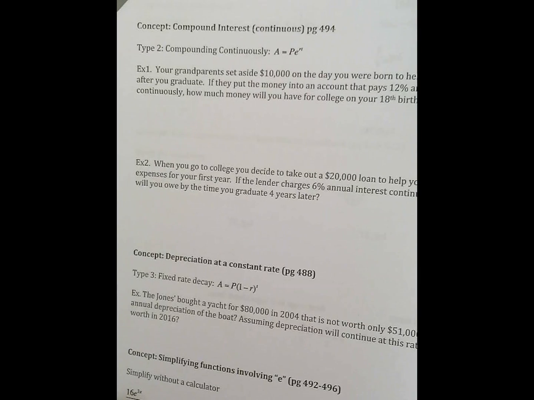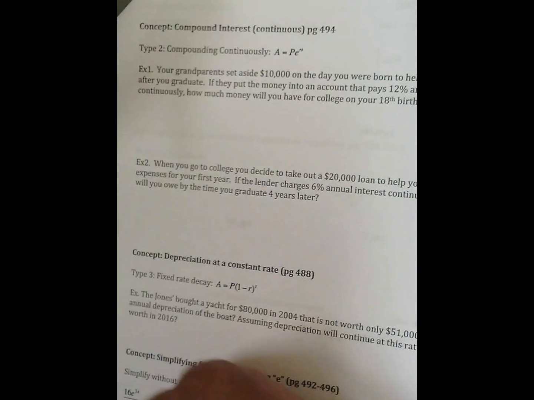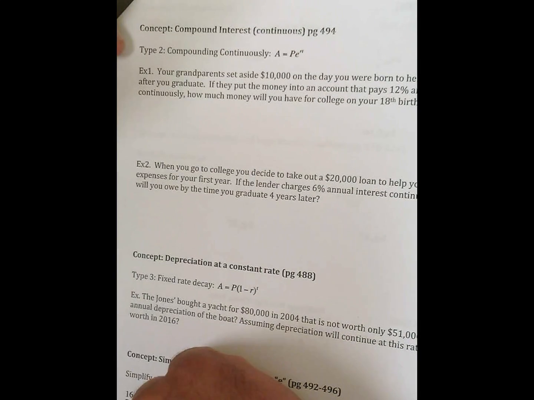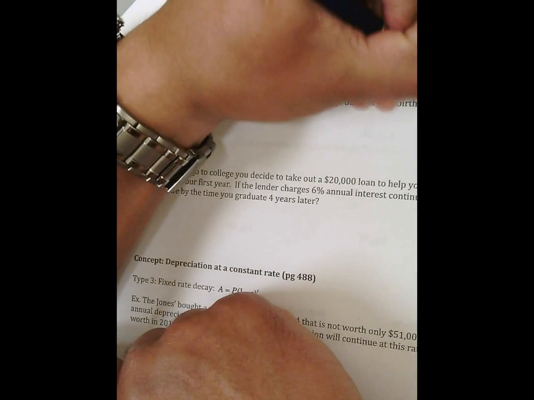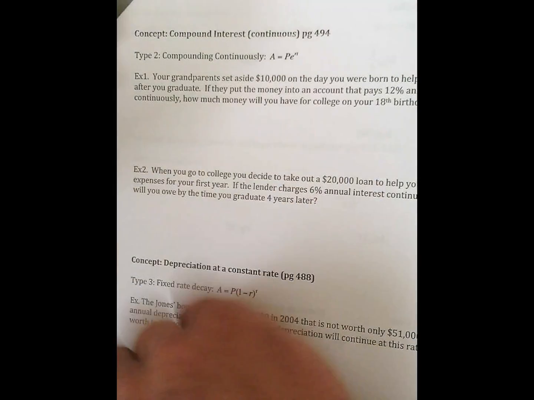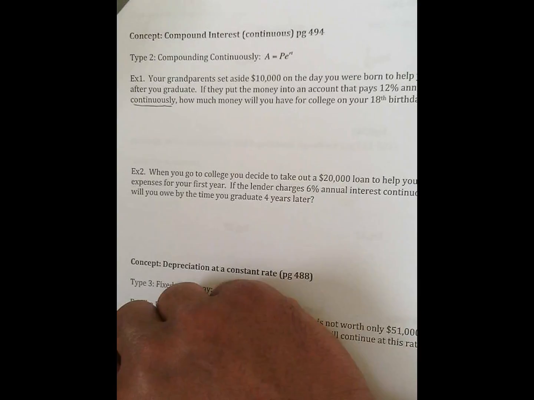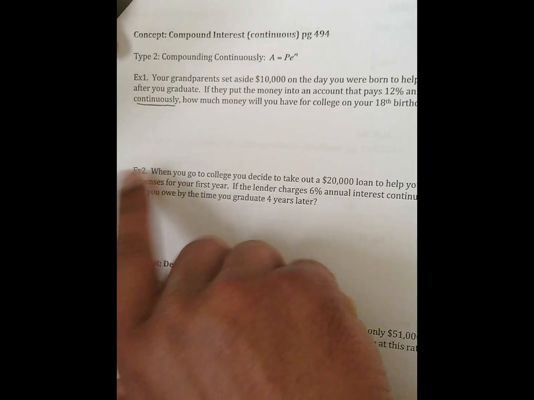Okay? Continuously compounded interest, you need to know this formula, PERT. Your grandparents set aside $10,000 on the day you were born to help you pay for college expenses after you graduate. If they put the money into an account that pays 12% annual interest compounded continuously, if something's compounded continuously, we need to use this formula. How much will we have for college on your 18th birthday?